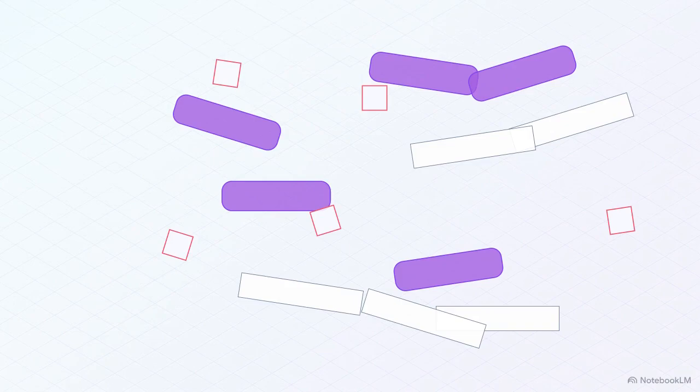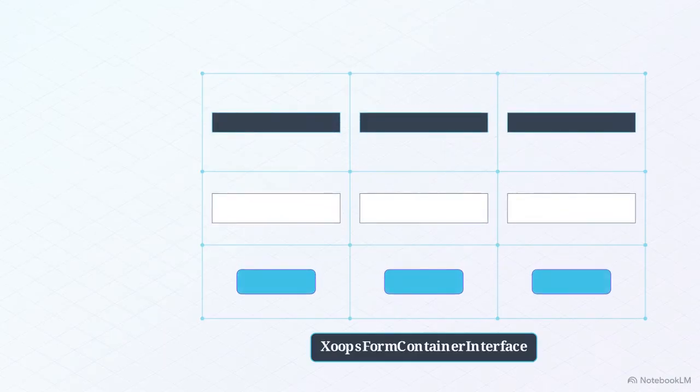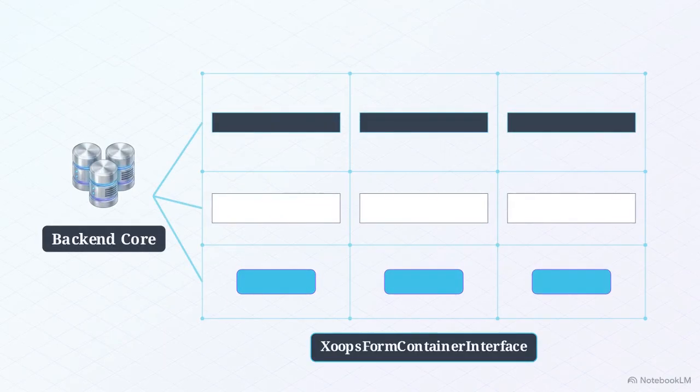The solution is the XOOPS Form Container interface. This grid visualizes its function, formalizing a strict shared contract for all form containers. The interface connects back-end logic to modern front-end framework templates, forcing the output to conform to the established standard.